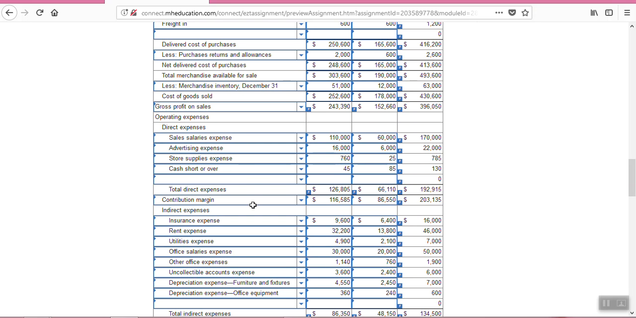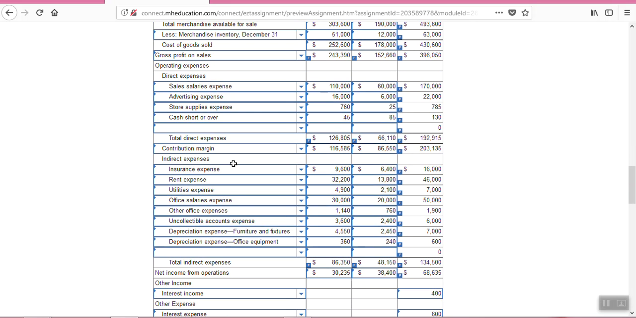Then you're going to have your total direct expenses. Your contribution margin is a subtotal, and that is your gross profit, and subtract out your direct expenses. So that'll give you your contribution margin. So in other words, this is what you have left after you pay all of your direct expenses and the cost of your manufactured goods. After you pay for the goods and your direct stuff, you've got this much to contribute to those overall expenses of the company.